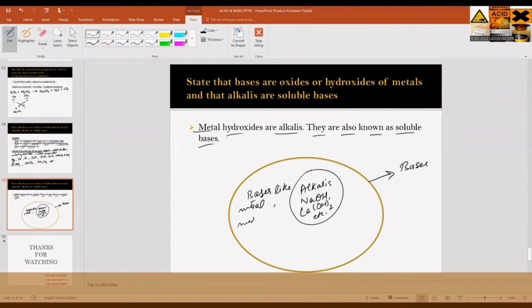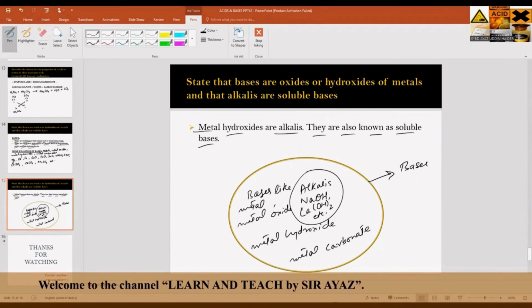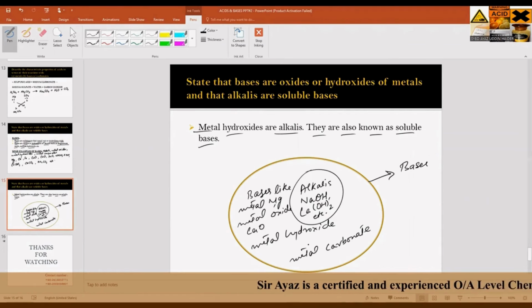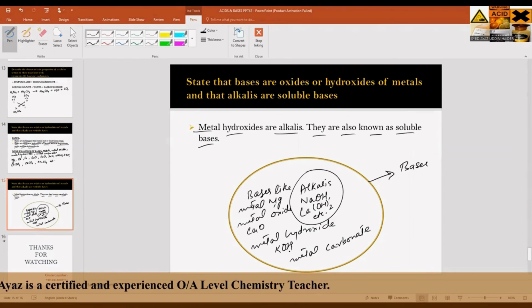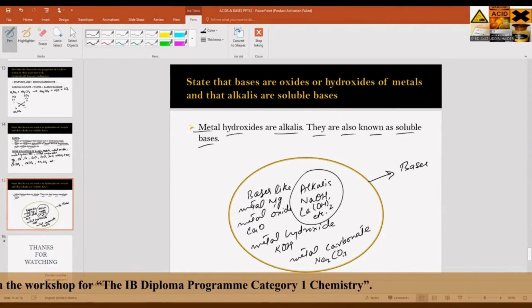Then you have other bases like metal, metal oxide, metal hydroxide, metal carbonate. I am writing one example each. For metals, you have magnesium; metal oxide, calcium oxide; metal hydroxide can have potassium hydroxide, KOH; metal carbonate, sodium carbonate, Na2CO3, etc. So all these are bases. But you see, alkalis are bases, but all bases are not alkalis.